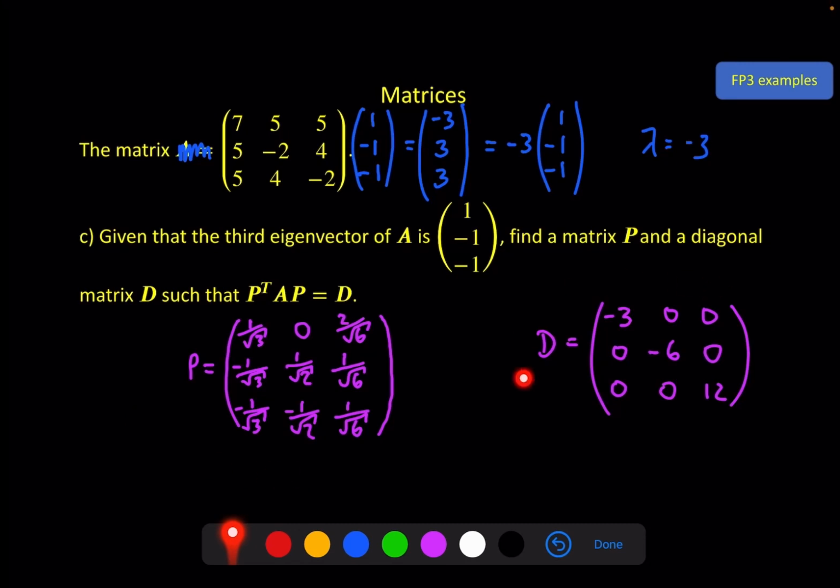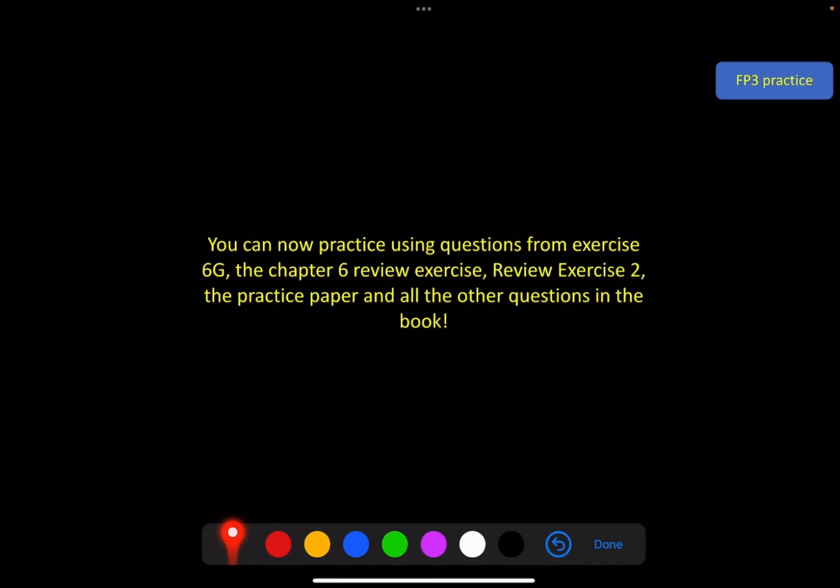Orthogonal matrix P, diagonal matrix D without the multiplication. And that is the end of these videos for FP3. You can now practice using questions from exercise 6G for this specific video's process. You can then practice chapter 6, all of matrices, from the review exercise at the end of the chapter. Review exercise 2 covers the second half of the book. Then of course there's a practice paper at the end. Basically all the questions in the book at this point are fair game.